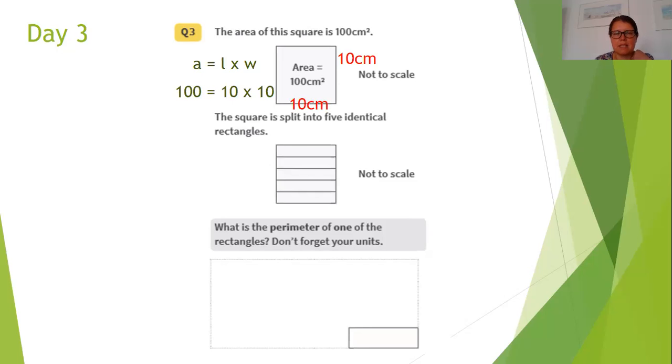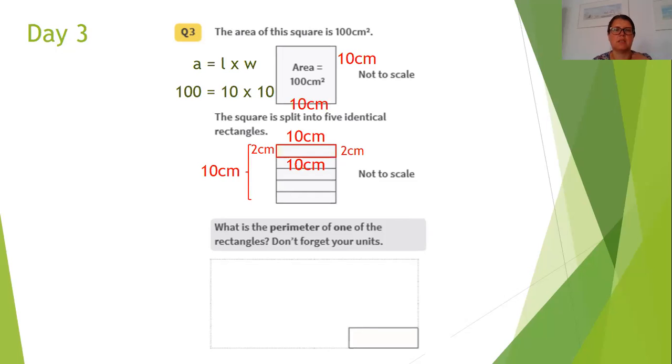So it's split into 5 identical rectangles. We want the perimeter of one of them. So I'm going to look at the top one. Now I can put some measurements on there already because I know the two lengths are 10 centimeters. And it also tells me that the length down the side of the square is 10 centimeters. It's divided into 5 equal parts. So each of those will be 2. And obviously I've got a 2 for the other width as well on the other side.